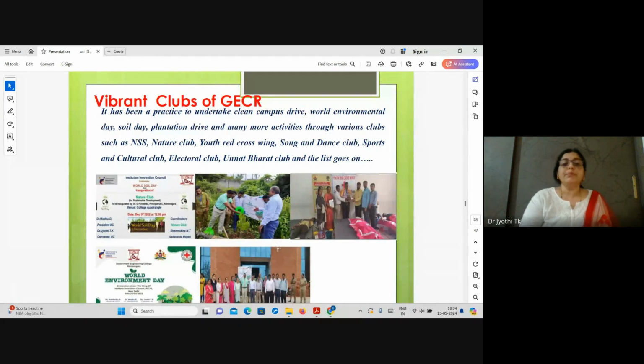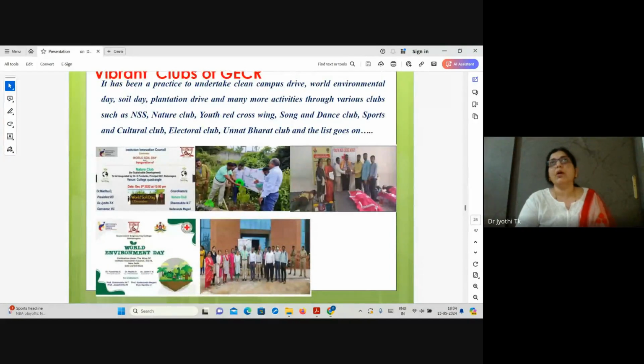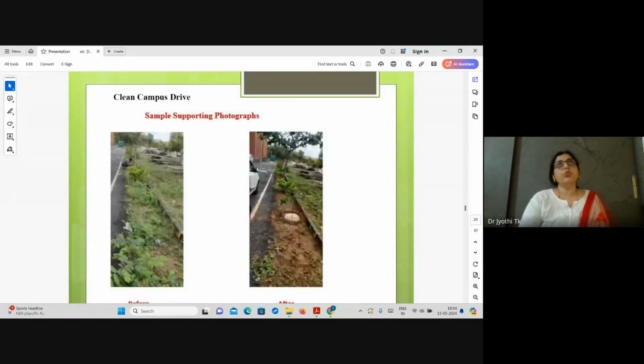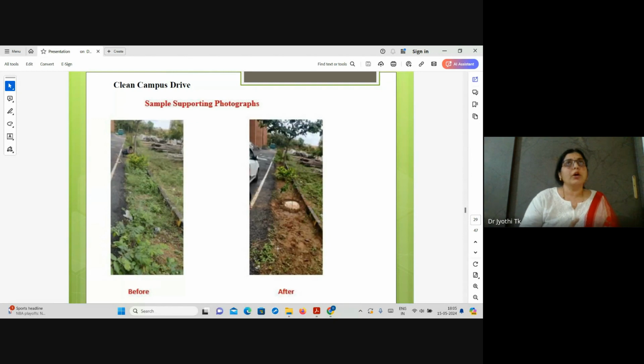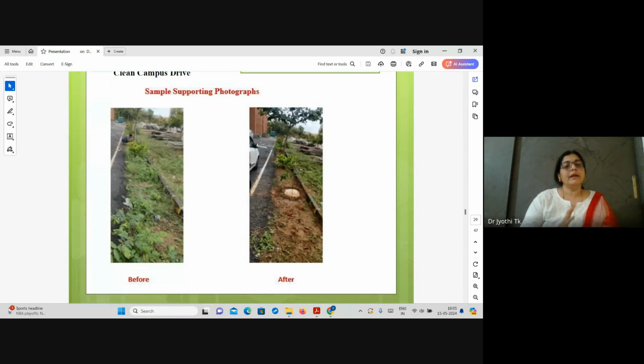Then we do have vibrant clubs at GECR like NSS, Nature Club, Youth Red Cross Wing, Song and Dance Club, Sports and Cultural Club, Electoral Club, and the list goes on. So these are all the few activities that we carry out to encourage our students to participate. Not only academic, these extracurricular activities are also very, very important for their cognitive quotient and emotional quotient.